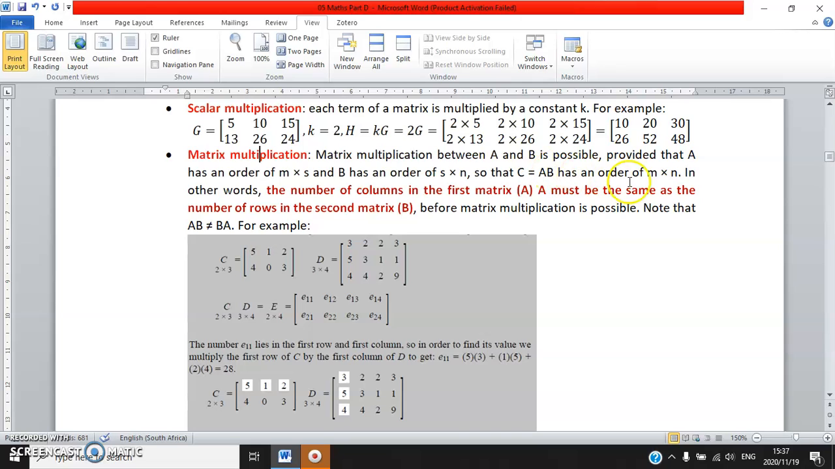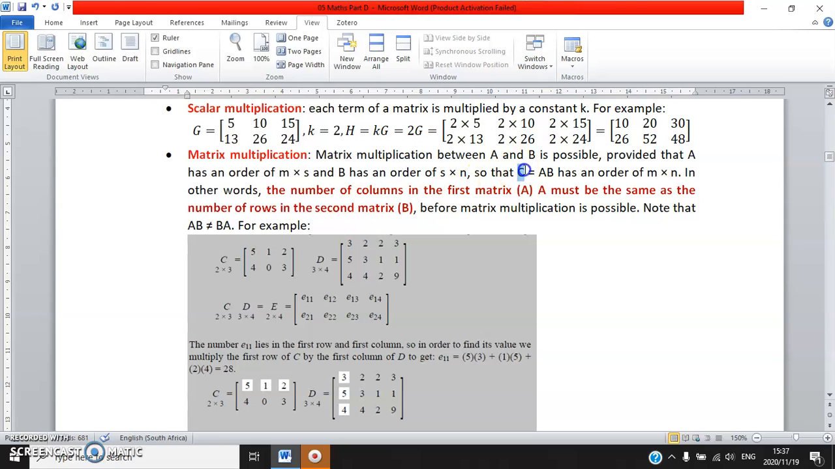So A times B is only possible if the number of columns in the first matrix, which is s here, is the same as the number of rows in the second matrix. So keep this in mind. I repeat, matrix multiplication is only possible if the number of columns in the first matrix is the same as the number of rows in the second matrix.